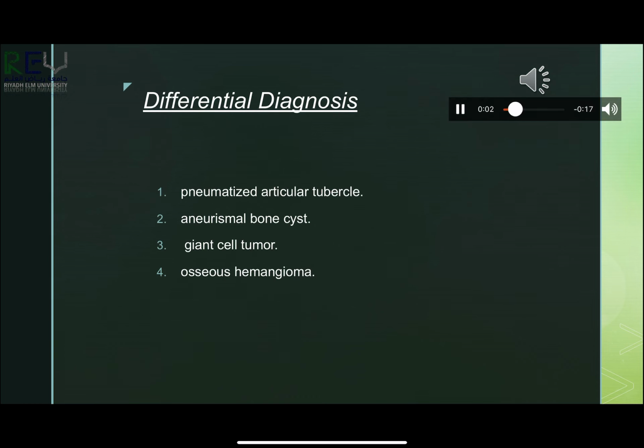Assalamualaikum, my name is Jumana. I will complete with the differential diagnosis. The first one, pneumatized articular tubercle. The second one, aneurysmal bony cyst. The third one, giant cell tumor. The fourth one, osseous hemangioma.